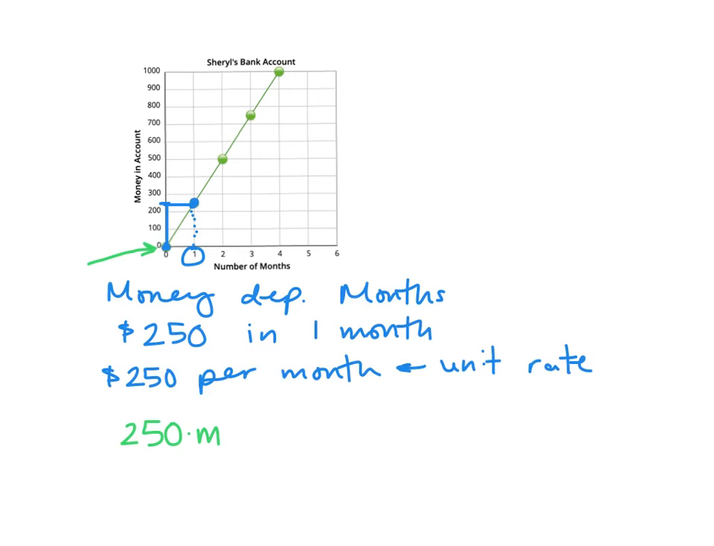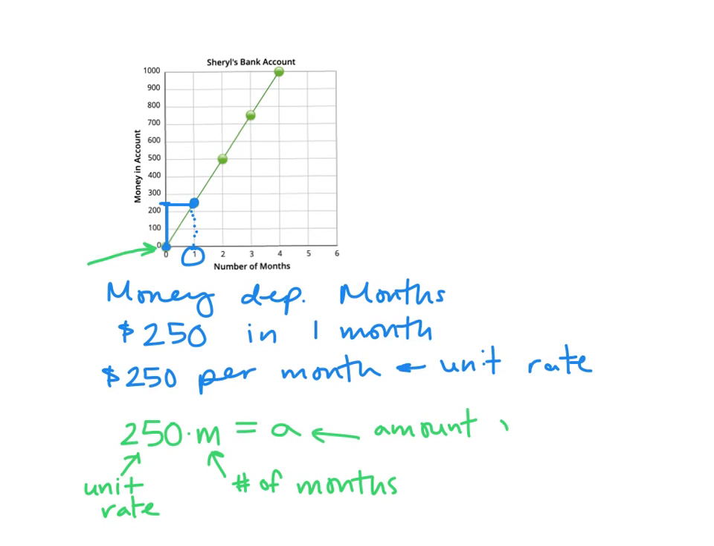250 times M will be the amount in the account. So 250 is my unit rate. M is the number of months. And A is the amount of money. And that would be my equation.